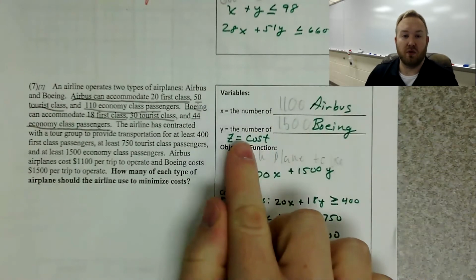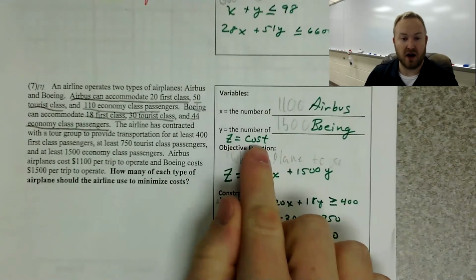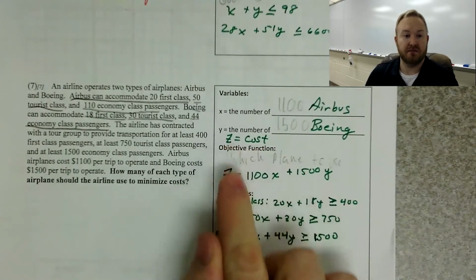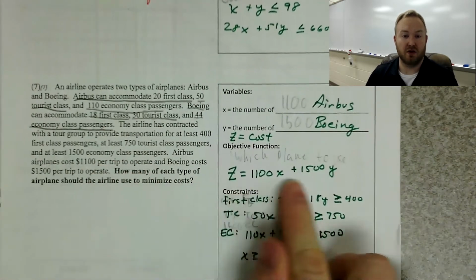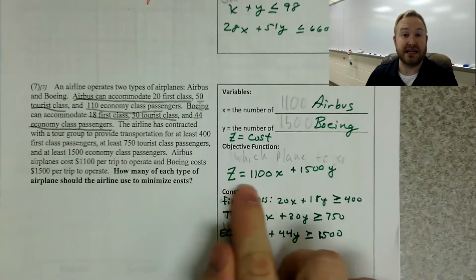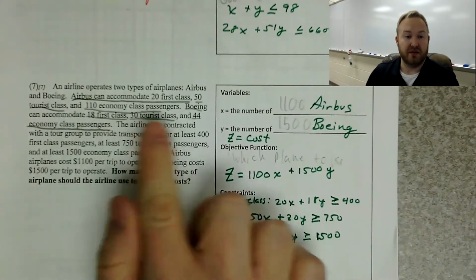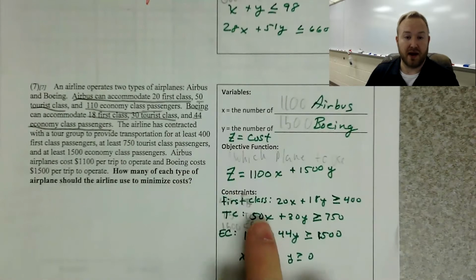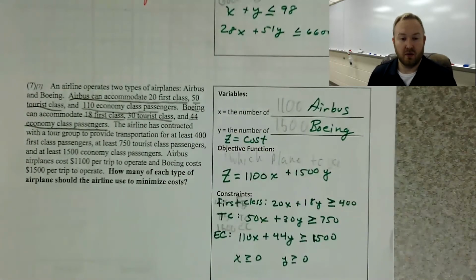We decided what it was that we were maximizing or minimizing. In this case, we're minimizing cost. So cost was Z. We looked in the problem for the information about cost and wrote an objective function. So that's going to be an equation. Then we write our constraints based on the other information in the problem. And this is what really limits how many of each variable we're able to get.